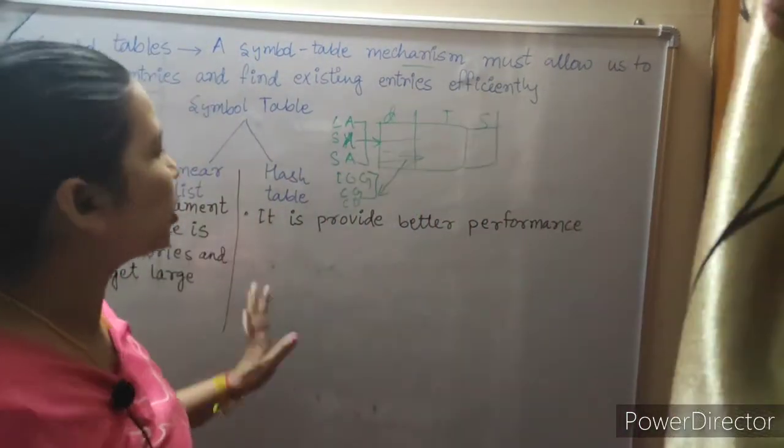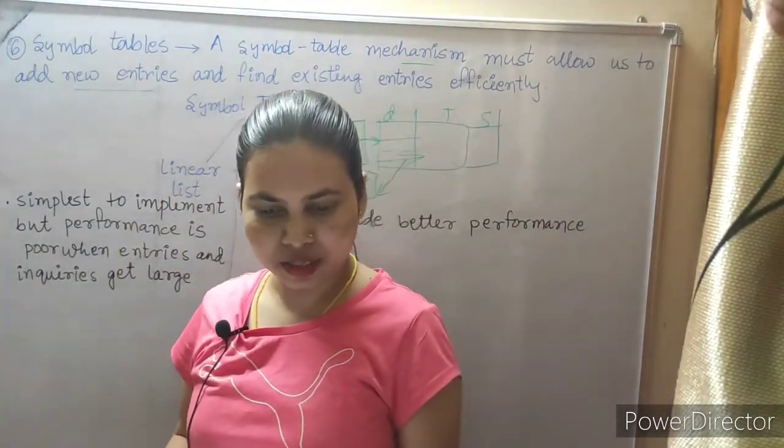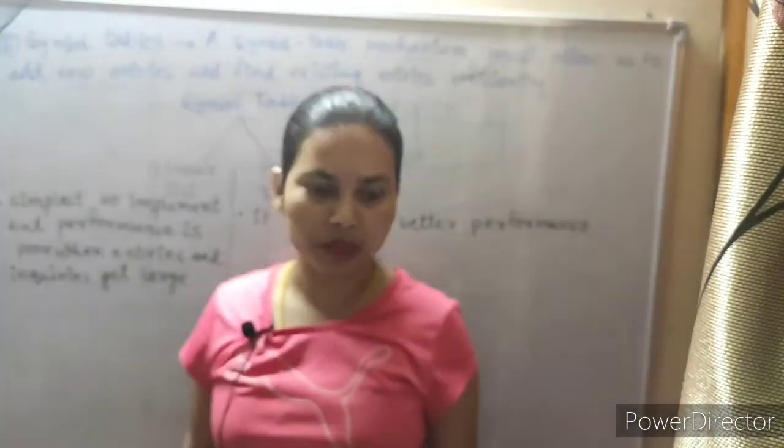So this is the symbol table, and this is the completion of the runtime system. I have completed runtime systems. In the next sessions we will see code generation and code optimization.